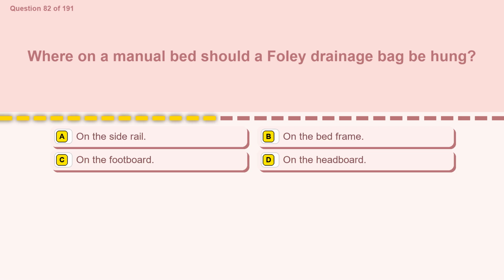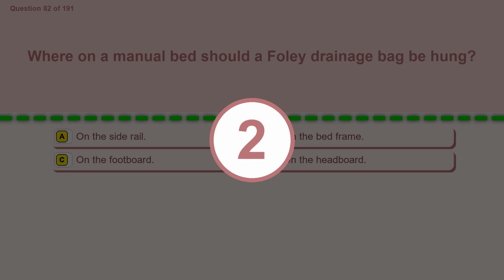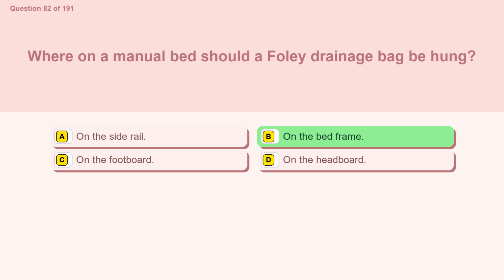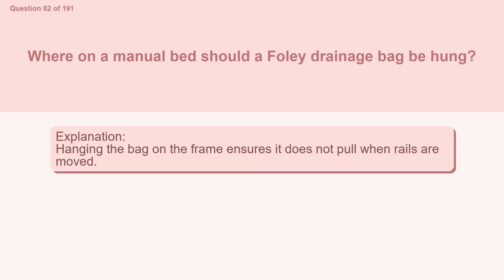Option A, on the side rail. Option B, on the bed frame. Option C, on the footboard. Option D, on the headboard. The correct answer is option B, on the bed frame. Hanging the bag on the frame ensures it does not pull when rails are moved.